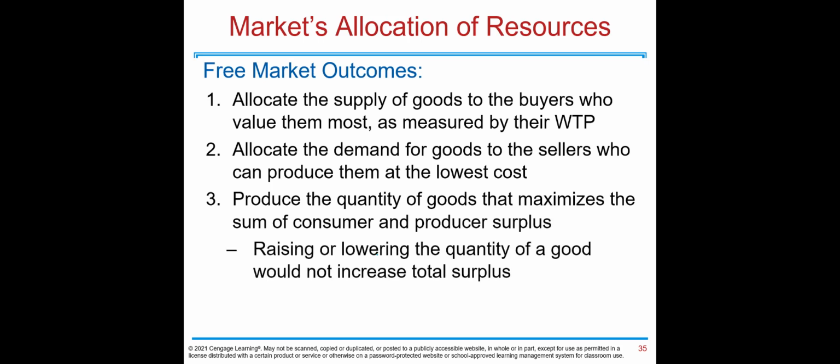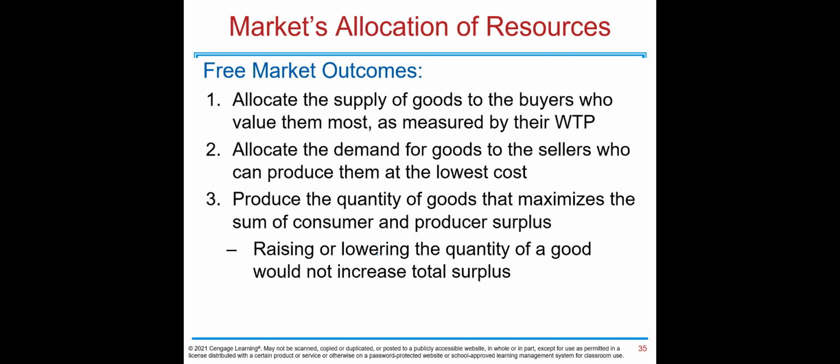Free market outcomes. First of all, allocate the supply of goods to the buyers who value them most, as measured by their willingness to pay. As you remember, in the market transaction, the people who value the most get the good. Second, allocate the demand for goods to the sellers who can produce them at the lowest cost. As you remember, in the market outcome, the sellers who have the lowest cost sell first.